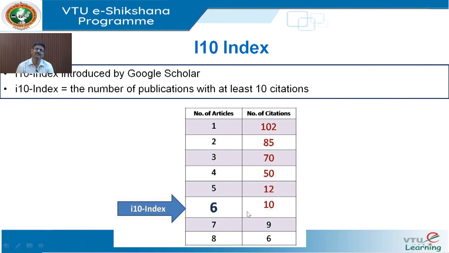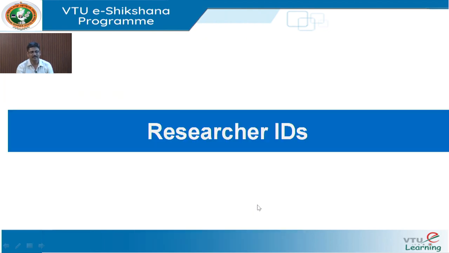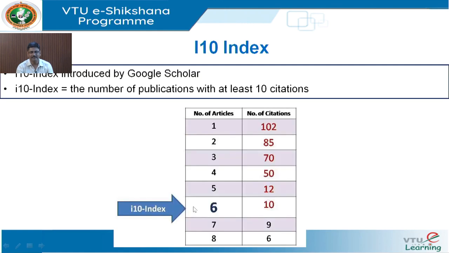The i10 index is based on the Google citation metrics which Google Scholar gives. How do you calculate the i10 index? For example, count the papers which have a minimum of 10 citations. In this author's case, he has published 8 articles, and the 6th article has 10 citations and all the 5 before it have more than 10. His i10 index is 6. Whereas for the i20 index, you look at where the position of the article meets 20 citations. Like that you can keep on increasing to the i10 or i20 index.